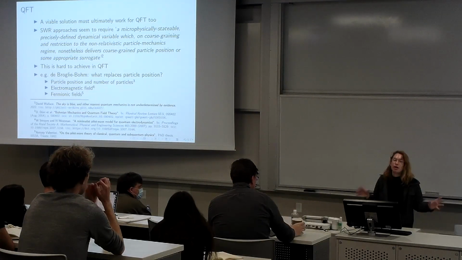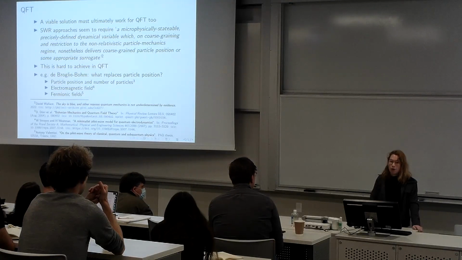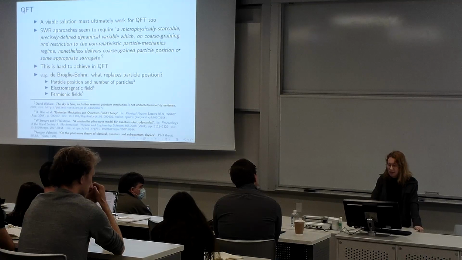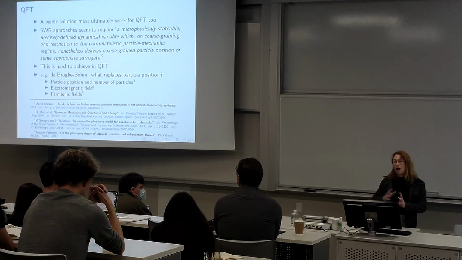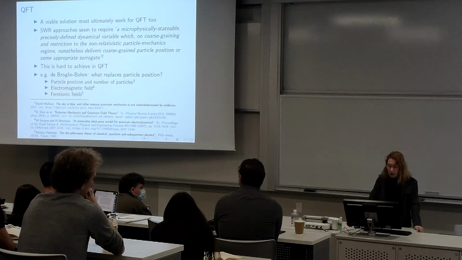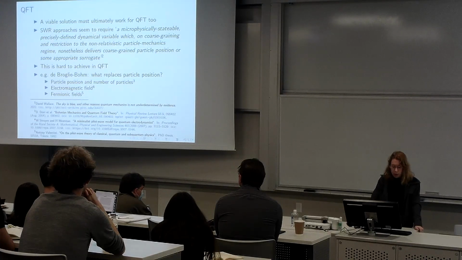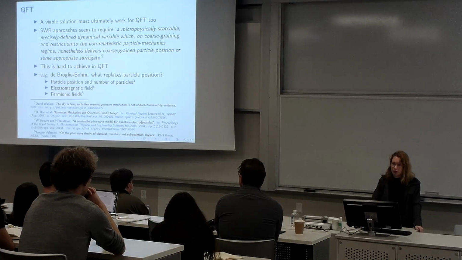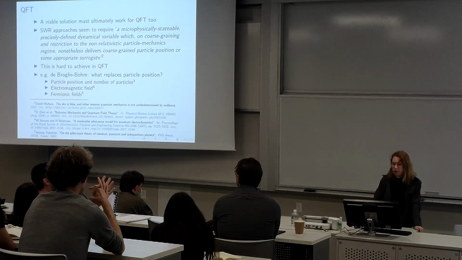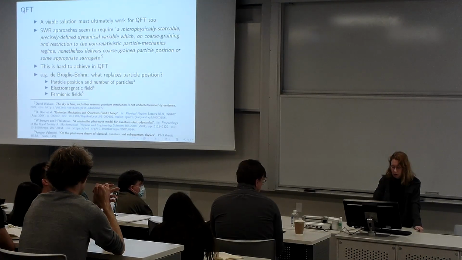That is to say, we want some kind of variable which is sufficiently fundamental, which means presumably that it is microphysically stateable and precise, which gives rise to the appropriate classical variables in the right limit. So in the De Broglie-Bohm theory, for example, that variable would be the position of the particles, or whatever the generalization of that would be. And in the collapse approaches, that variable is the basis in which the collapses take place, and so on.